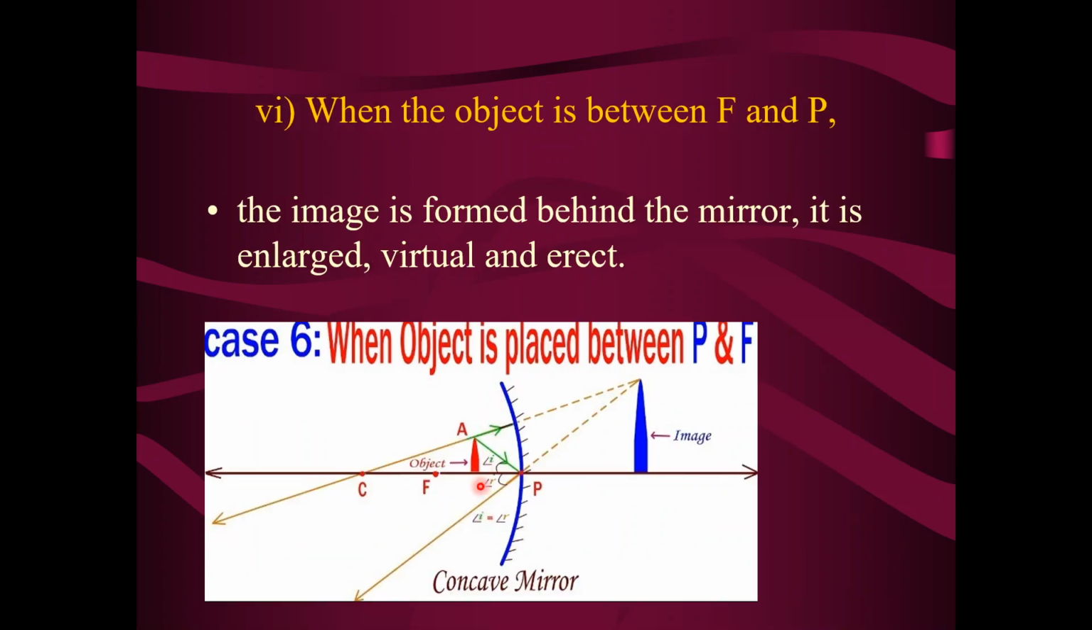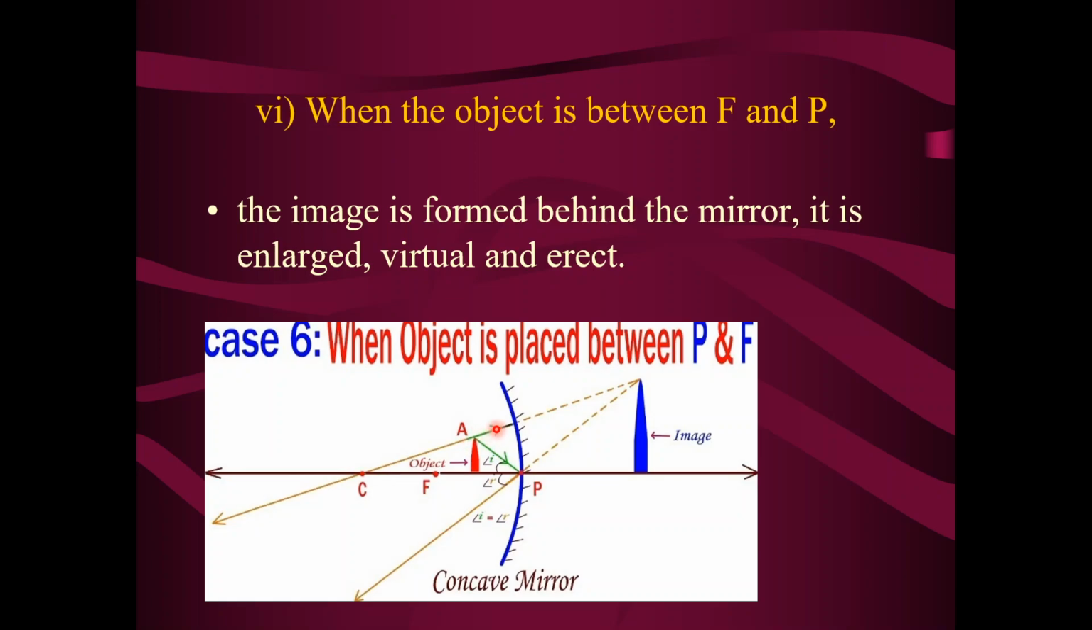Next, when the object is placed between the pole and the focus, exactly in between, आप रखेंगे ऑब्जेक्ट को. अगर ये फोकस एंड पोल के बीच का डिस्टेंस 2 सेंटीमीटर लिया तो 1 सेंटीमीटर में आप ये ऑब्जेक्ट रखिए और ये रे डायग्राम बनाइए.